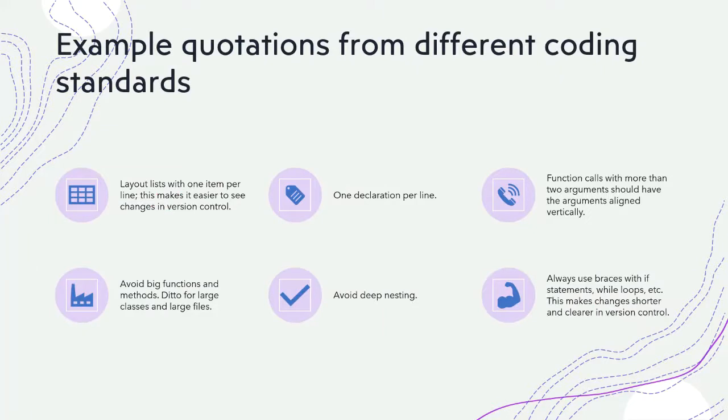And layout lists with one item per line. This makes it easier to see changes in version control, one declaration per line. Function calls with more than two arguments should have the arguments aligned vertically. Avoid big functions and methods. Avoid deep nesting and always use braces with if statements, meaning to say you have to use curly braces for if statements and the condition here. This makes changes shorter and clearer in version control. So these are just a few coding standards that other developers are also using.